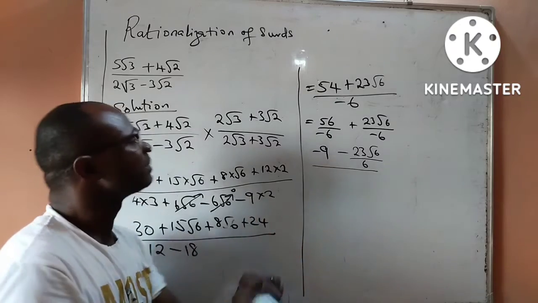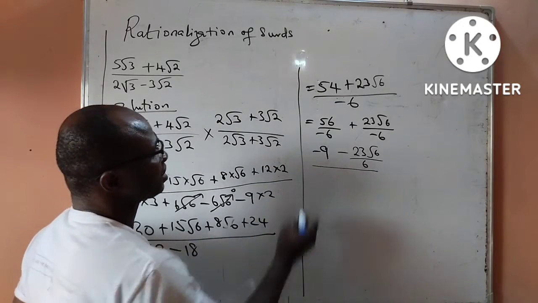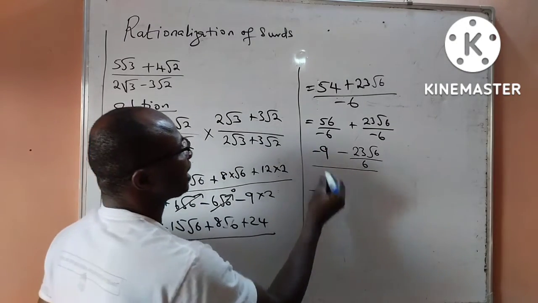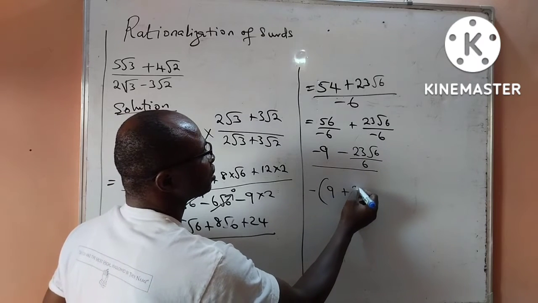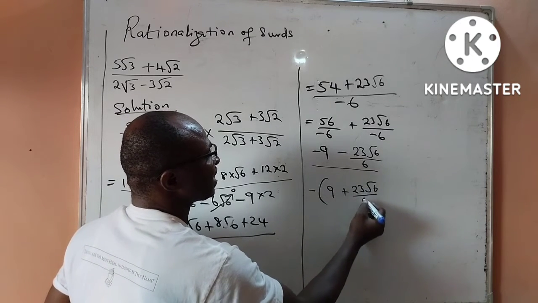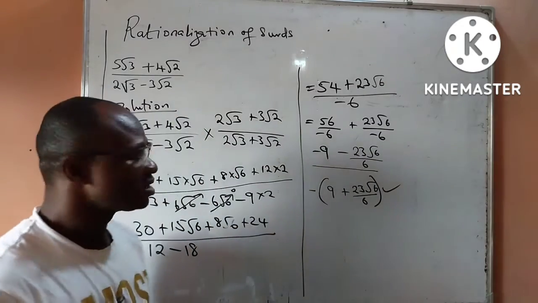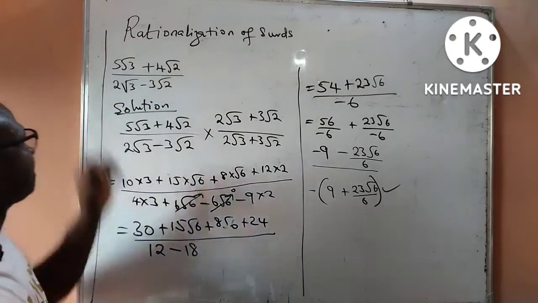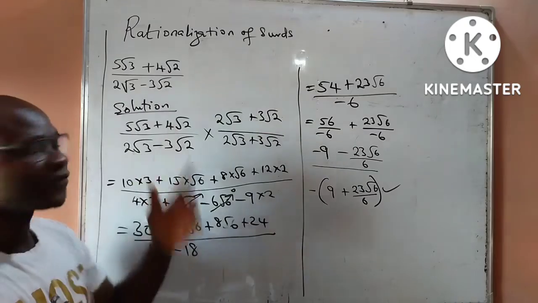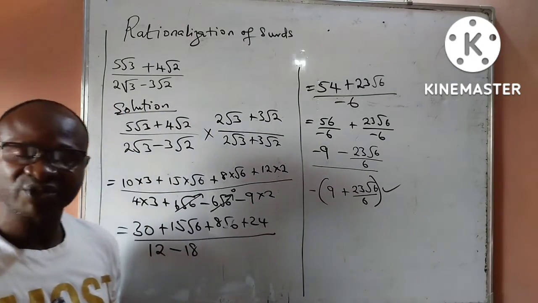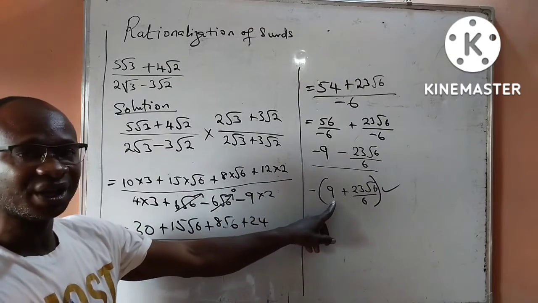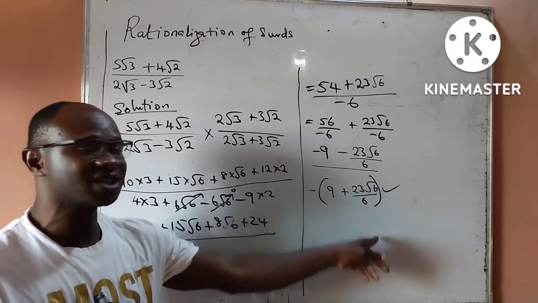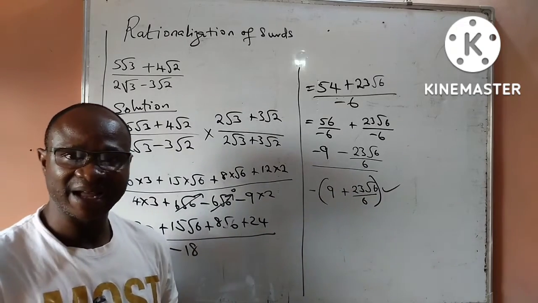If you don't mind, we arrange it better. Then we now have it as minus outside the bracket. That is factoring these negative signs outside. Then we have here 9 plus 23 root 6 all over 6. Final answer. Therefore, in conclusion, we say that when we simplify the given question 5 root 3 plus 4 root 2 all over 2 root 3 minus 3 root 2, the result is going to be minus, open bracket, 9 plus 23 root 6 all over 6, close the bracket, is our final answer.